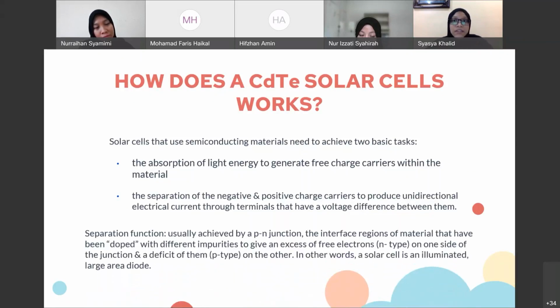The separation function mentioned is usually achieved by a PN junction, the interface region of material that has been doped with different impurities to give an excess of free electrons, N-type, on one side of the junction and a deficit of electrons, P-type, on the other. The interface region therefore has a built-in electric field that sweeps electrons one way and holes the other. In other words, a solar cell is an illuminated large-area diode.